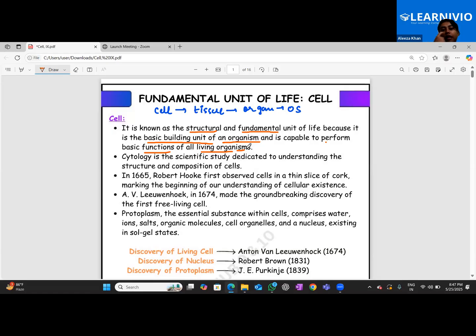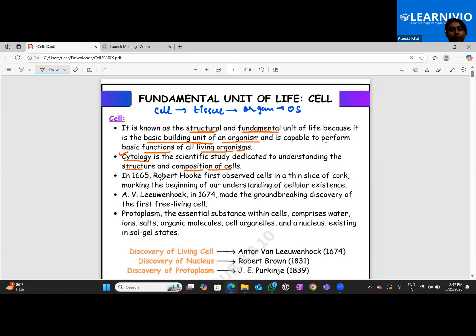Okay. Now, what does the term cytology mean? It is a scientific study dedicated to understanding the structure and composition of cells. Cytology is the study of the structure and composition of the cells. Got it? Yes, ma'am.